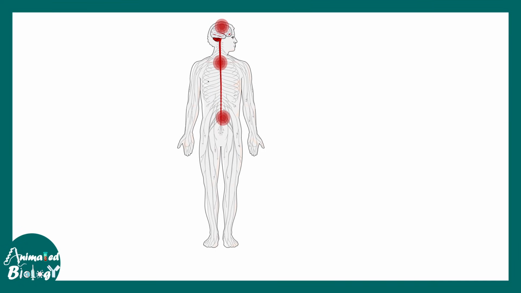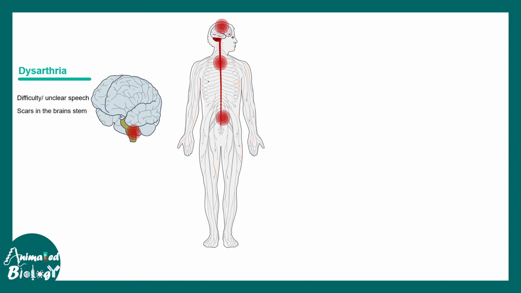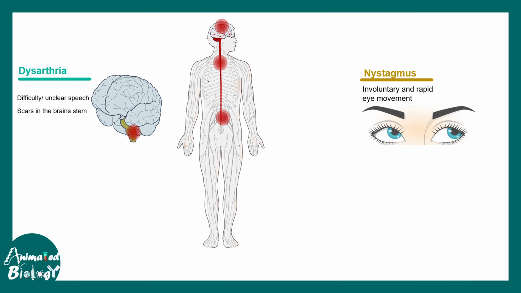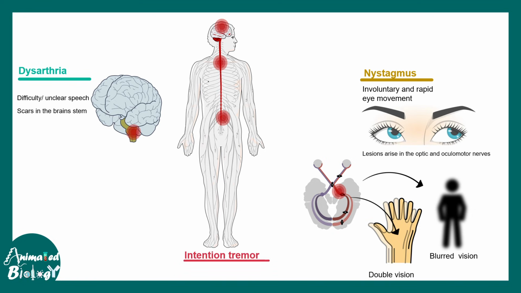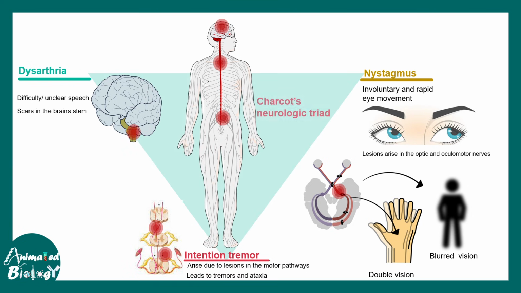But there are some common criteria to classify multiple sclerosis. This includes dysarthria, that means difficulty and unclear speech, and this happens due to the scars in the brainstem. There could be nystagmus, that means involuntary and rapid eye movement, and there are also lesions in the optic and oculomotor nerve. So there are problems: there could be blurred vision, there could be double vision as well. And also there is intention tremor, which arises due to lesions in the motor pathway. All these 3 symptoms together are known as Charcot's triad.